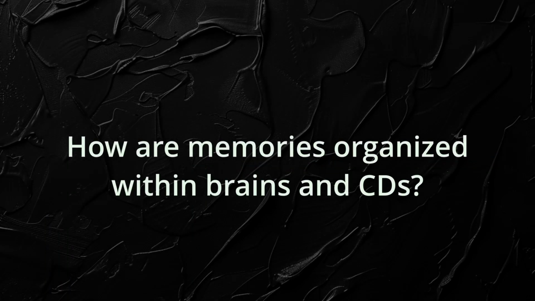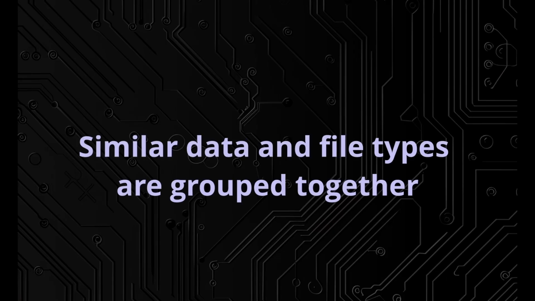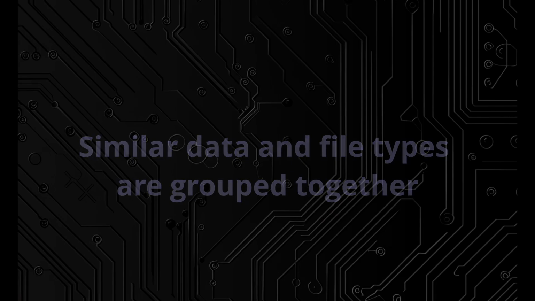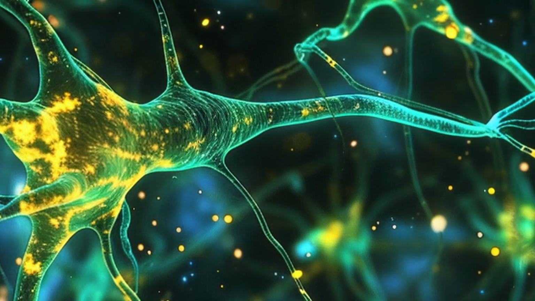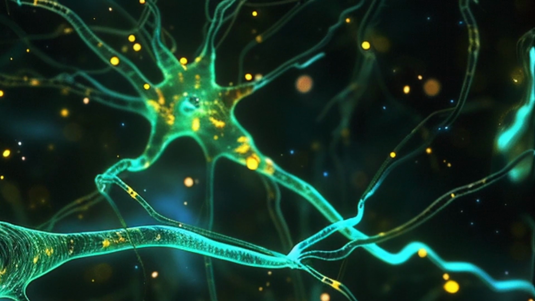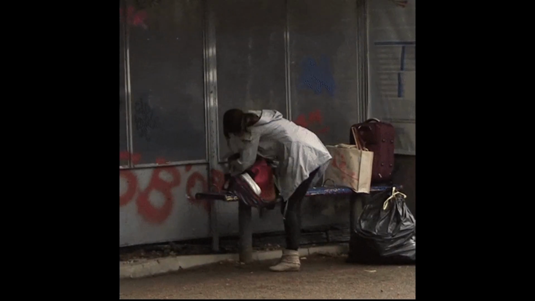Section 2. Organized clustering. Okay, but how are memories organized within brains and CDs? On a CD, similar data and file types are grouped together. It's like having all your mystery novels in one section of the library. This is what I call clustering, data clustering, or network clustering. Our brain does this too, by forming clusters or bundles of related information. This organization makes it super efficient when we need to find or recall related things.